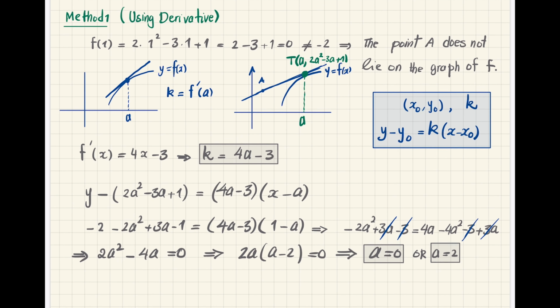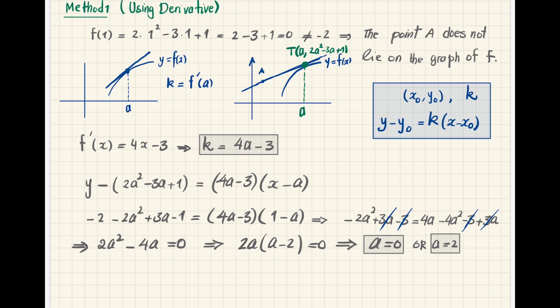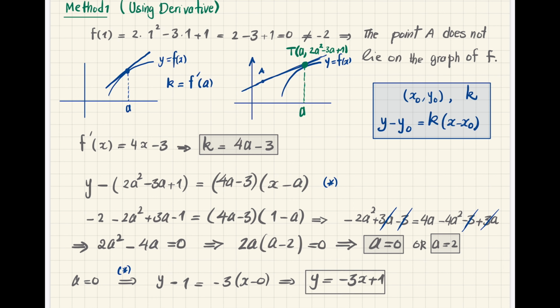Okay? But what I need to do, I need to write this, for example, let me put a star here. Now, if a is equal to 0, using the star, I can conclude that I have y minus, I am replacing 0 for a everywhere. So this is gone, it becomes positive 1 minus 1, so it becomes y minus 1. On the right hand side, I will have minus 3 times x minus 0. So you see that I immediately get one of these answers, which is minus 3x plus 1. So this is one of the equations of those tangent lines for that graph.